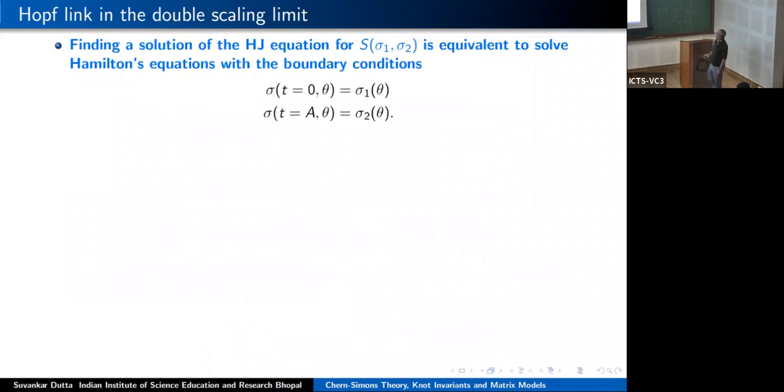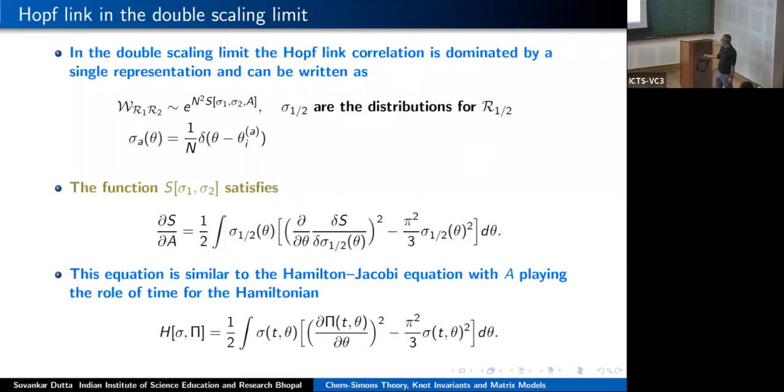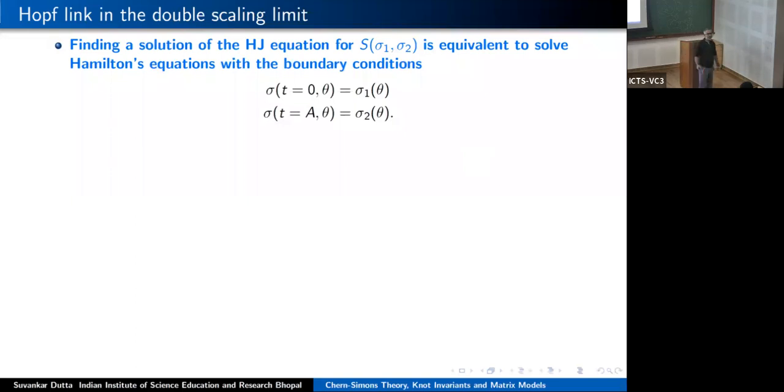And people who are familiar with collective field theory, this is basically the free collective field theory Hamiltonian. So how to solve it? To solve this Hamilton-Jacobi equation for this sigma, you solve the Hamilton's equations. You find the Hamilton's equations for this given Hamiltonian, I will write them down shortly, and you solve those equations for sigma with the following boundary conditions. That is, at t equals 0, sigma is given by sigma 1. Sigma 1 corresponds to one given representation. At t equals A, sigma is given by sigma 2. These are the two boundary conditions I am providing to find the solution of the Hamilton-Jacobi equation.